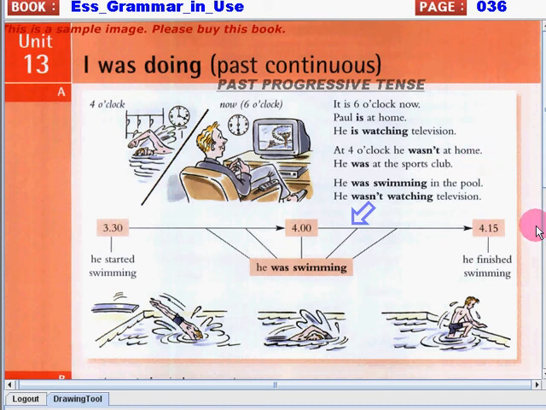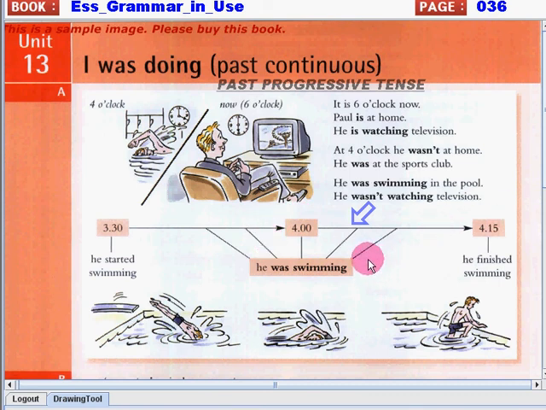Now, let's take a look at this table. We have times here: 3:30, 4 o'clock, and 4:15. At 3:30, he started swimming. At 4 o'clock, he was swimming. And then, at 4:15, he finished swimming. So, the time in the middle, this is our past continuous tense. At 3:30, he started swimming. Our tense is the simple past tense because it's already finished. And then at 4:15, our tense is also simple past tense because it's already finished too. The action is already done. But in between those times, he was swimming.